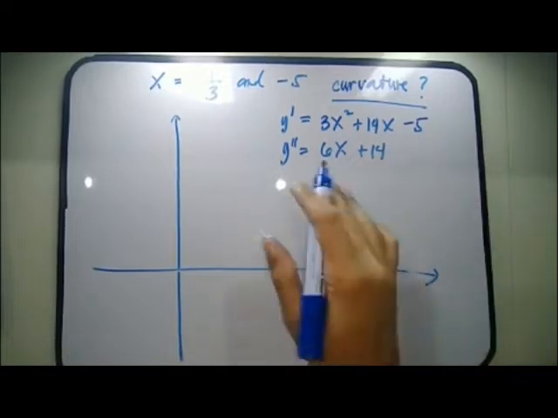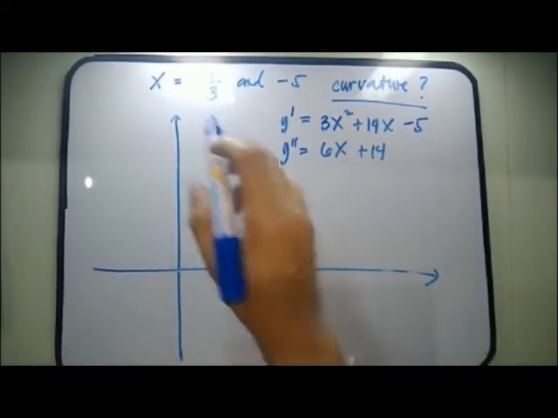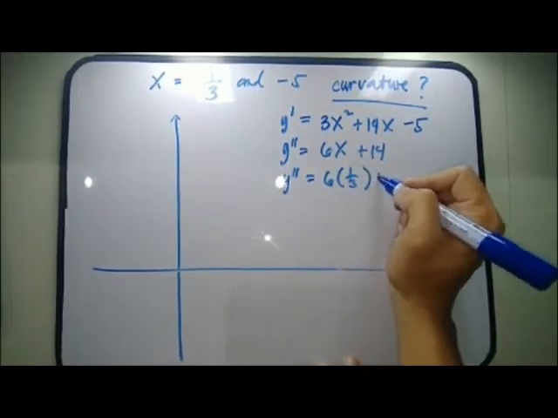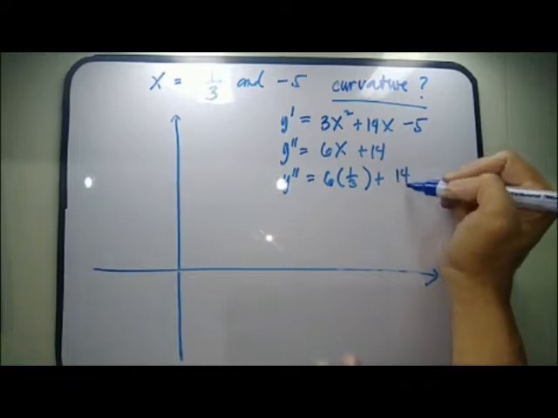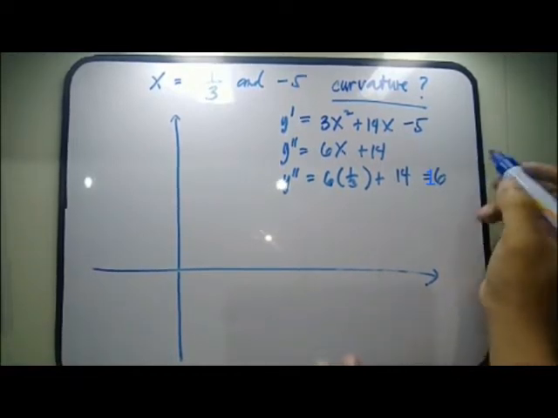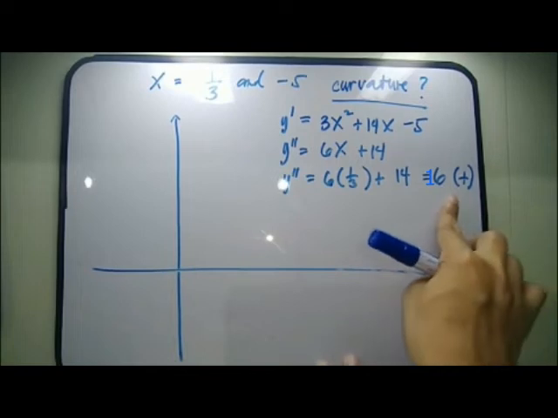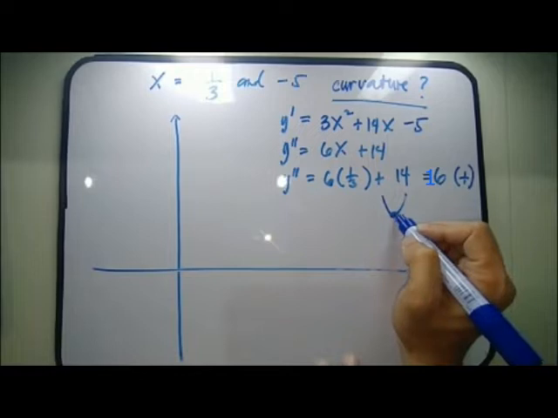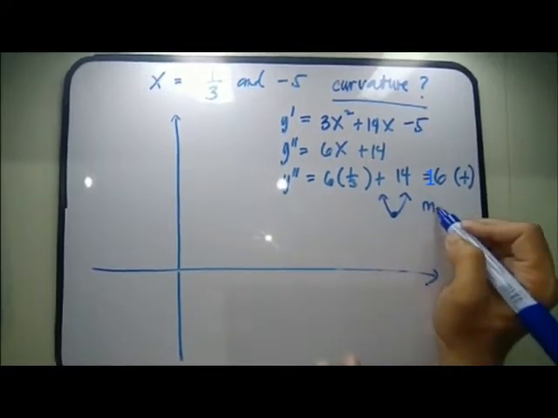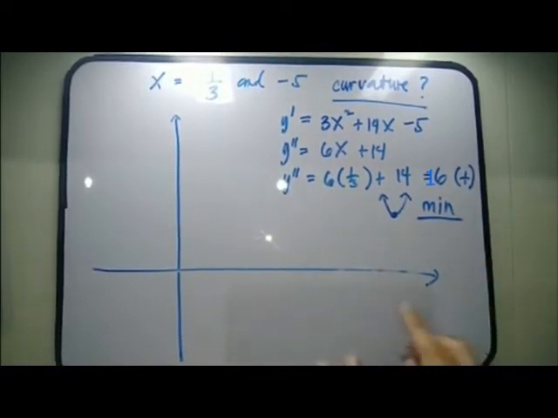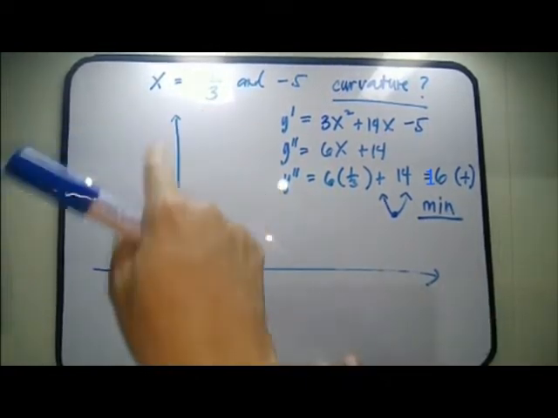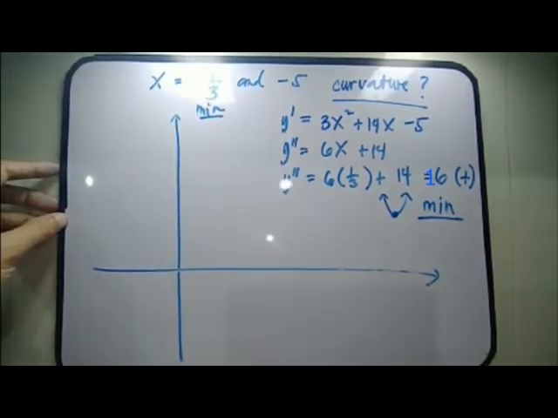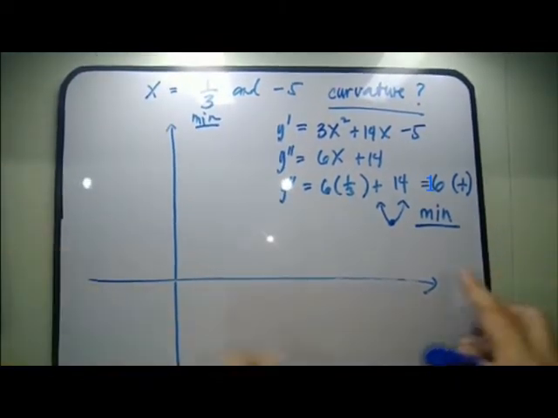Then we substitute those critical points. So at x is 1/3, you have y double prime equal to 6 times 1/3 plus 14. So this is positive. Okay? So it means that your graph here is concave upward. If you have concave upward, you have here a relative minimum. So 1/3 is a minimum. So what about negative 5? So we verify if it's a maximum. So 1/3 is a minimum, therefore negative 5 must be a maximum.